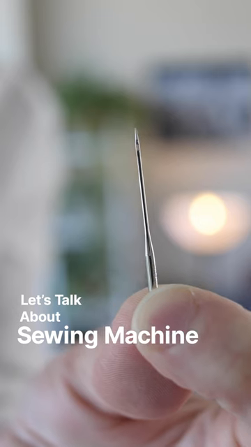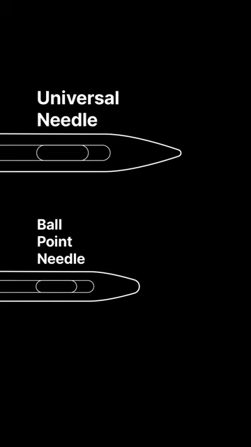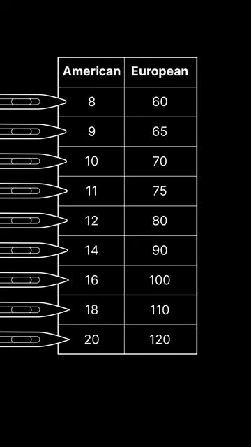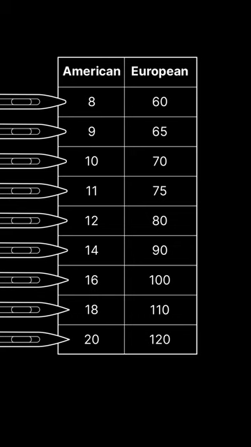Let's talk about sewing machine needles. The two main needles I find myself using are universal and ballpoint needles. Universals are good for most types of woven fabrics, and they're graded on a size chart. Essentially it goes from the smallest number being for very fine fabrics down to the largest number for thicker fabrics. And the difference in the needle is that it gets pointier and pointier the bigger the number gets.